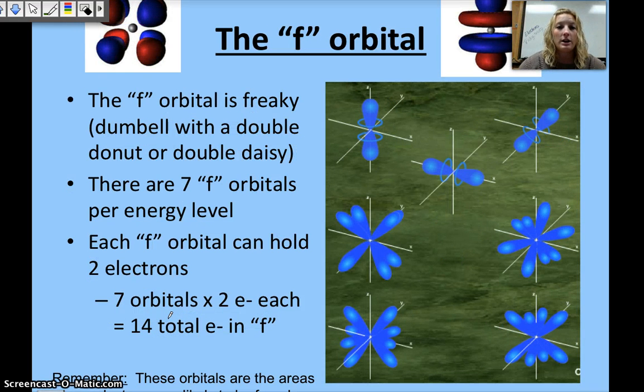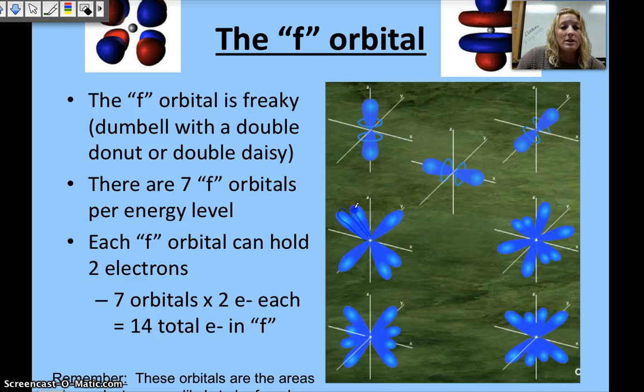And our final one here, the F orbital. F pretty much just stands for freaky. This orbital, or this shape of where these electrons can be, just kind of crazy. It can look like a dumbbell with a double donut. So here's our dumbbell, here are the double donuts. Or it can also look like a double daisy.